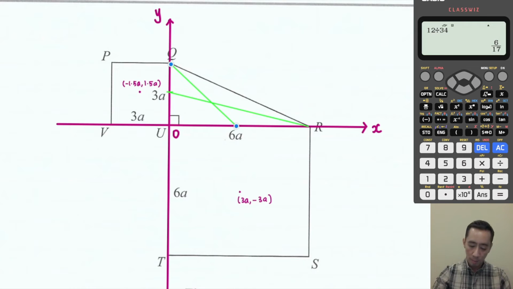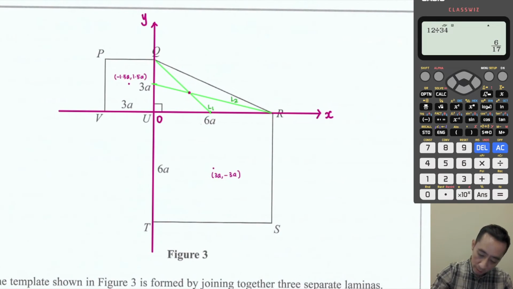Okay, so now what I am going to do here is find the coordinate of this point, which is the point of intersection of these two lines. So how do I find the point of intersection? Here, I will call this one line 1, and then this one line 2.